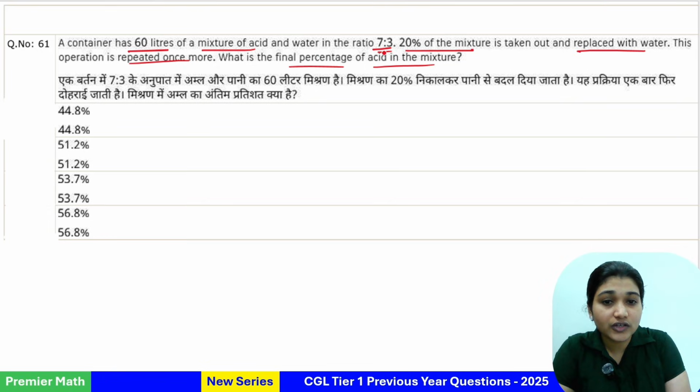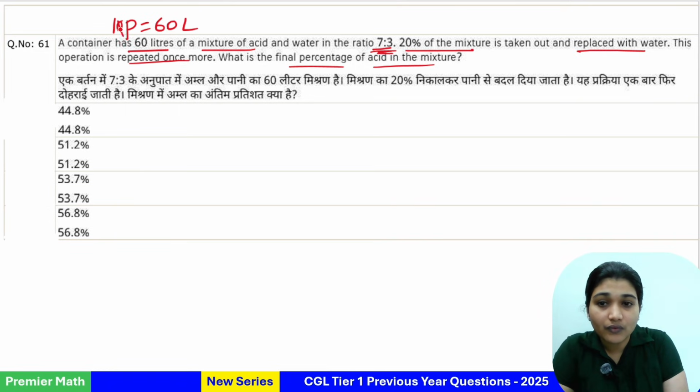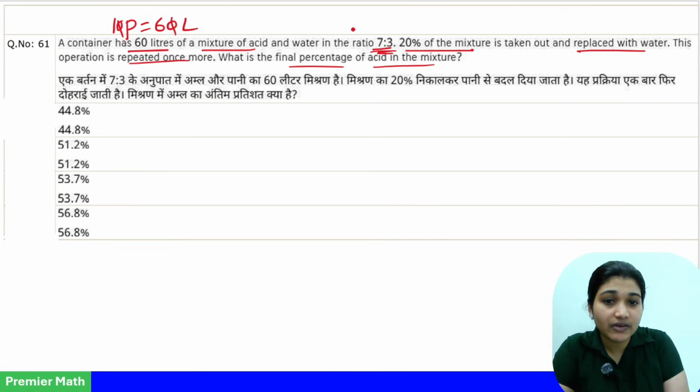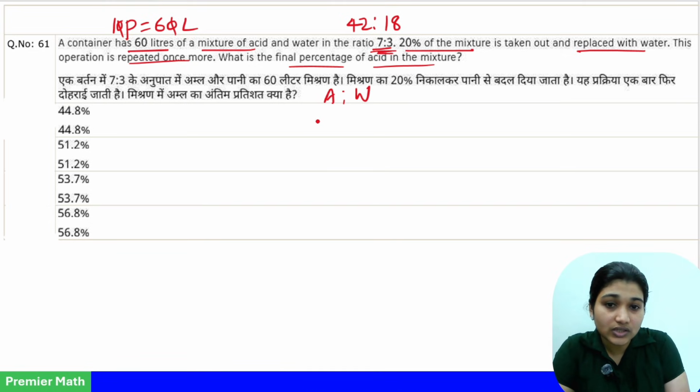Here, acid and water were in the ratio 7:3. So total 7 plus 3, 10 parts is equal to 60 liters. Now 1 part is equal to 6 liters. Then 7 parts is 7 into 6, 42 liters, and 3 parts is 3 into 6, 18 liters. So acid and water initially were 42 liters and 18 liters.